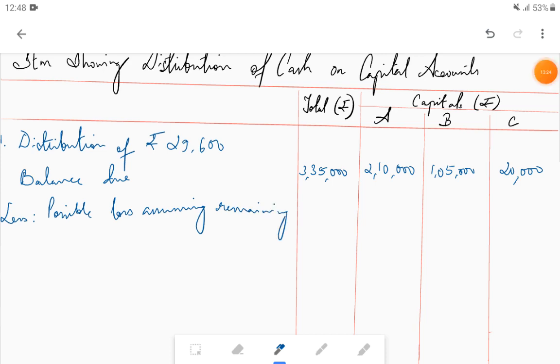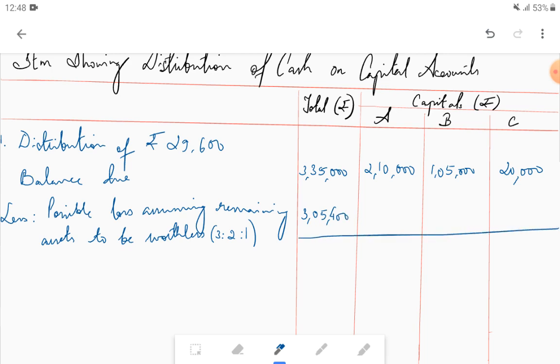Assuming remaining assets to be worthless, this possible loss that we're getting should be distributed in the ratio of your partners' profit sharing ratio, 3:2:1. This is given in the question clearly. So 3,35,000 minus 29,600, we're getting a balance of rupees 3,05,400. Now 3,05,400 in the ratio 3:2:1.